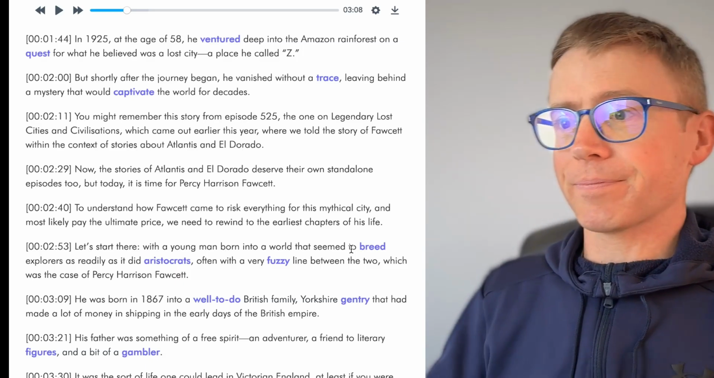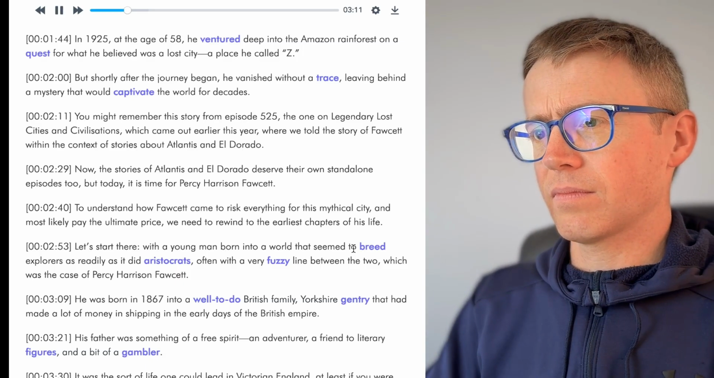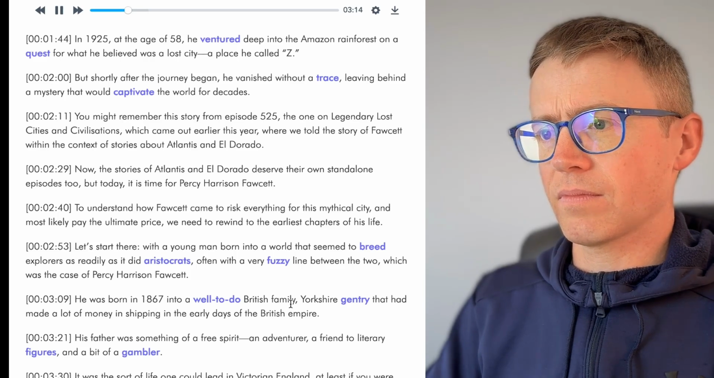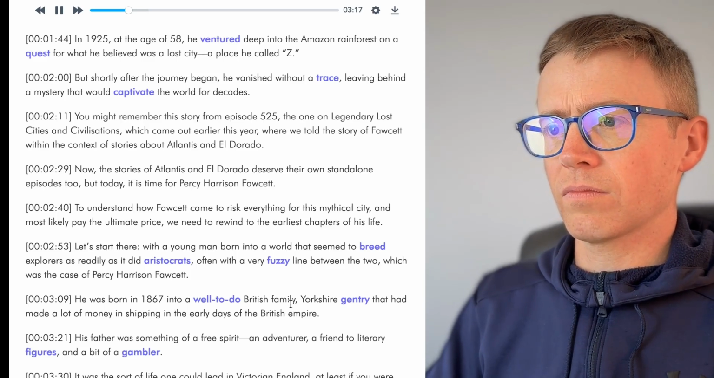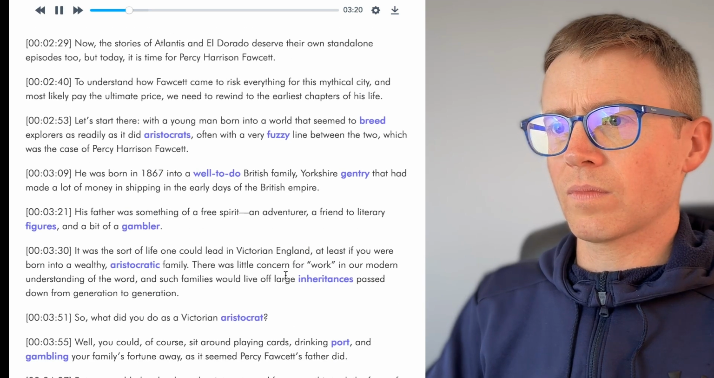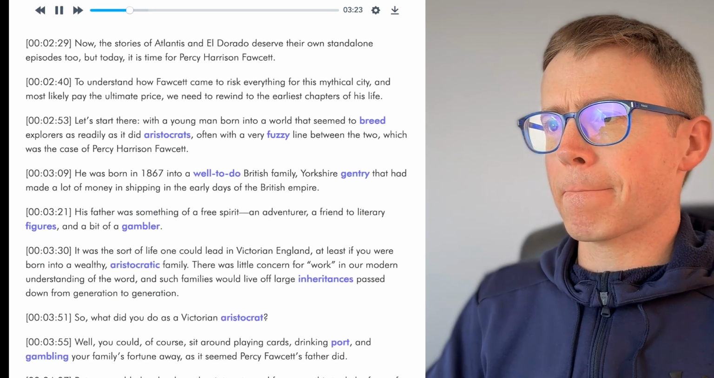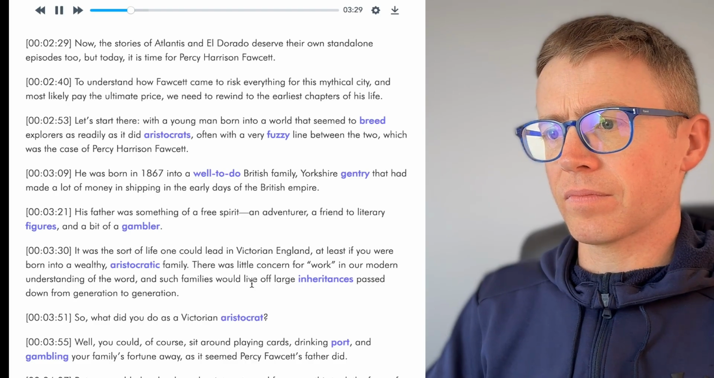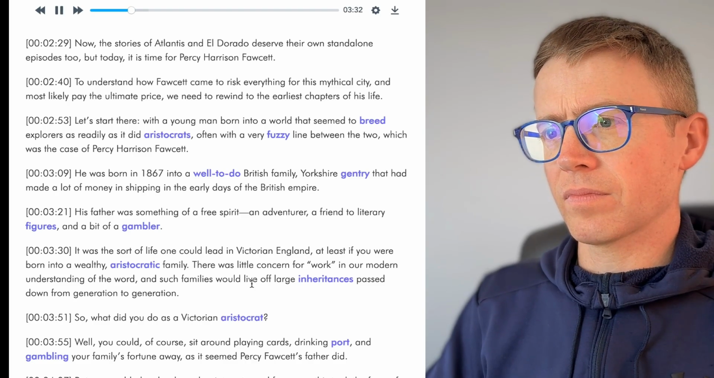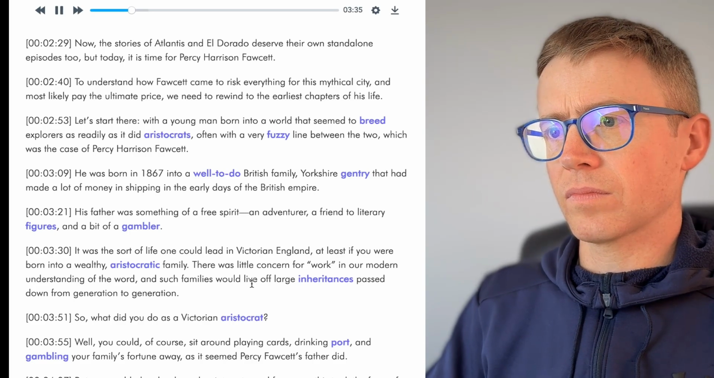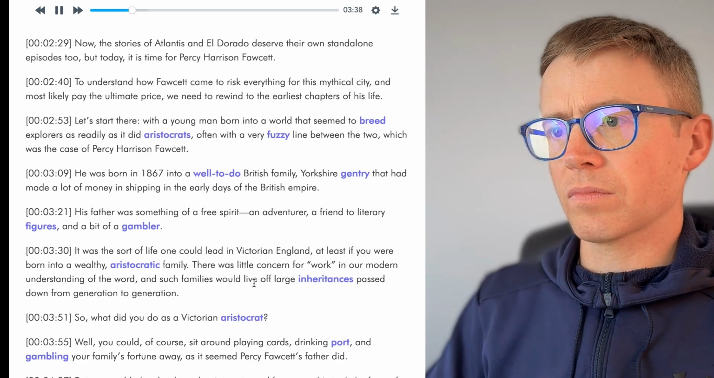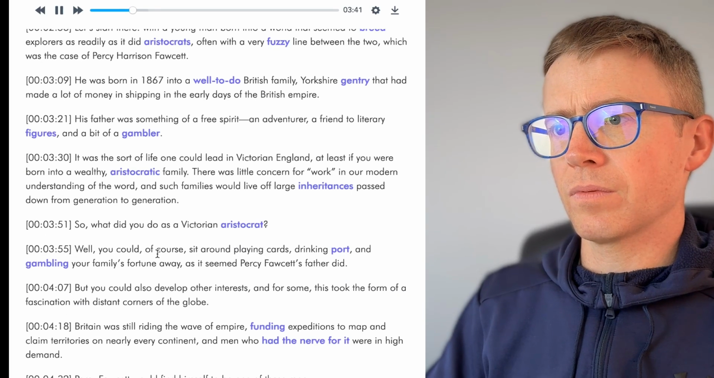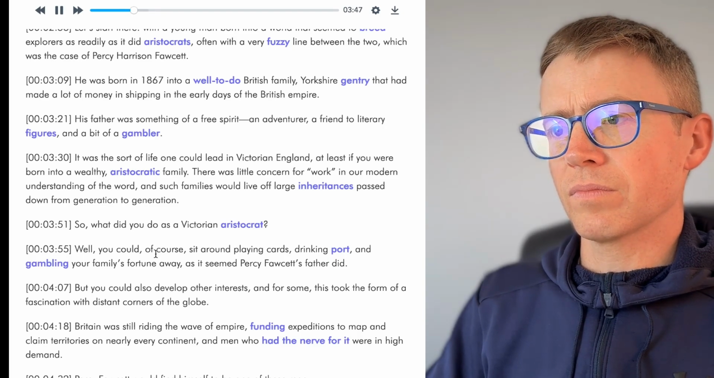He was born in 1867 into a well-to-do British family, Yorkshire gentry that had made a lot of money in shipping in the early days of the British Empire. His father was something of a free spirit, an adventurer, a friend to literary figures, and a bit of a gambler. It was the sort of life one could lead in Victorian England, at least if you were born into a wealthy aristocratic family. There was little concern for work in our modern understanding of the word, and such families would live off large inheritances passed down from generation to generation.